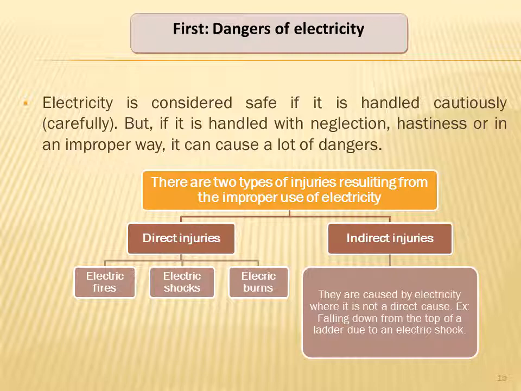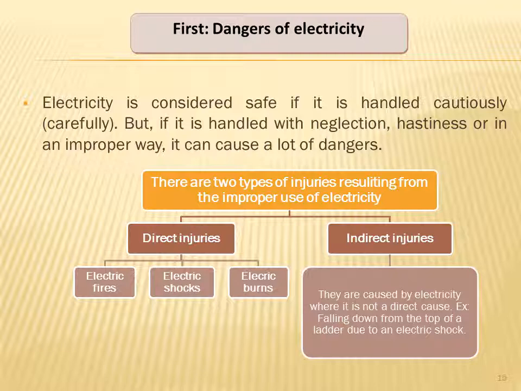The other type of injuries is called indirect injuries. Here electricity is an indirect cause of such danger. Like what? Like someone using a wooden ladder to hang light branches from one side to the other. If he makes any mistake, he's going to be electrically shocked. When he gets shocked, he's going to fall down from the top of that ladder and he's going to have a broken leg.